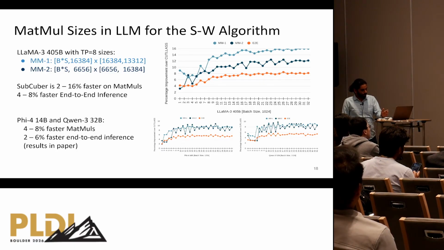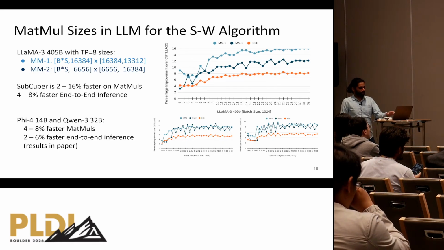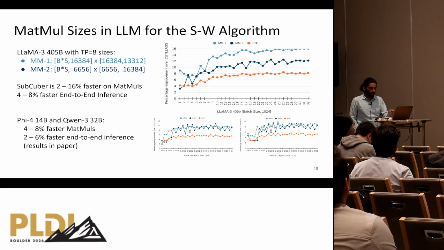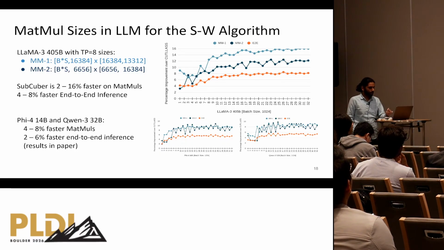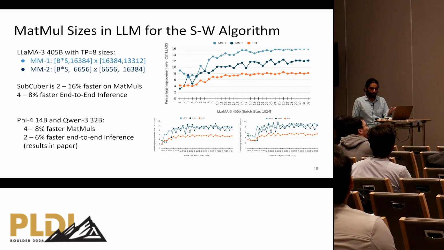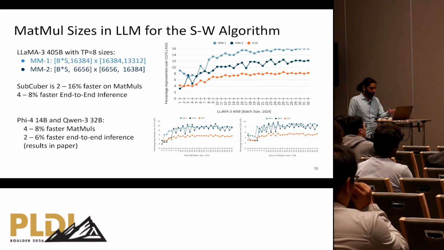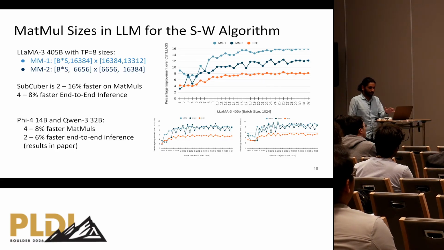On the graph on the right, the bigger graph, shows the speedup over Cutlass for batch size 1 to 32. As you can see, MM1 reaches 16% for the biggest batch size that Llama 3 can support. That is because MM1 is very, very big and we can apply 2 levels, while MM2 reaches 12%. And this leads to a faster end-to-end inference of 4 to 8%.